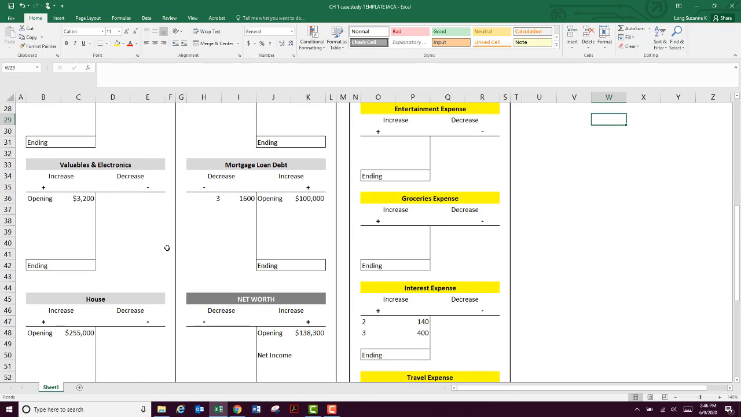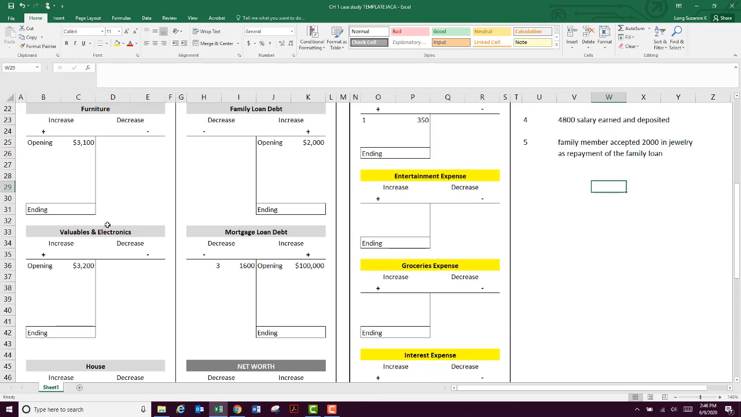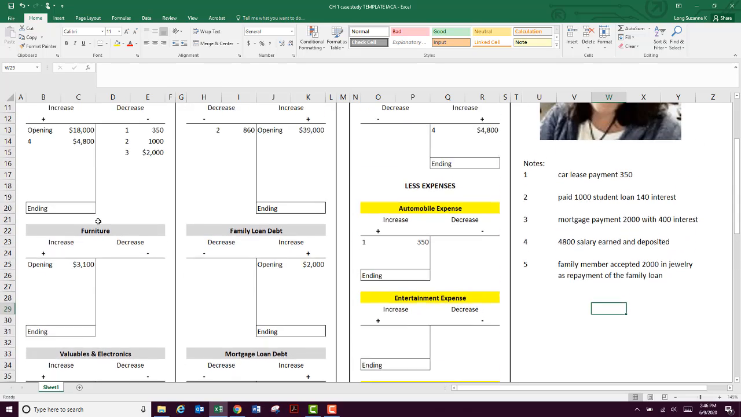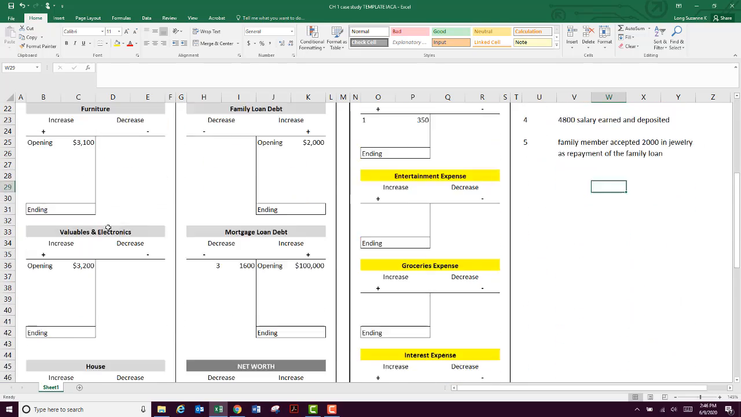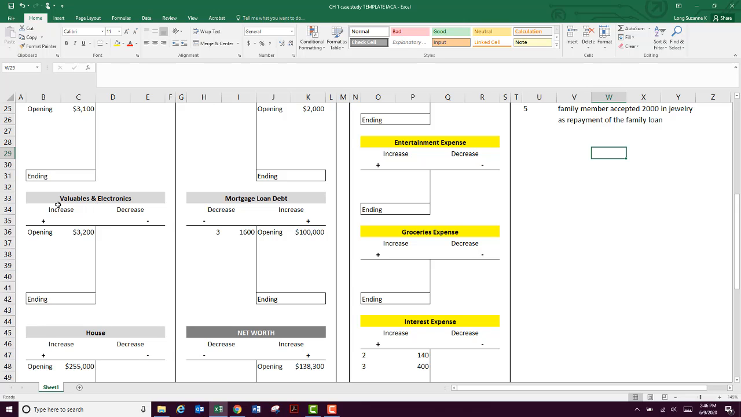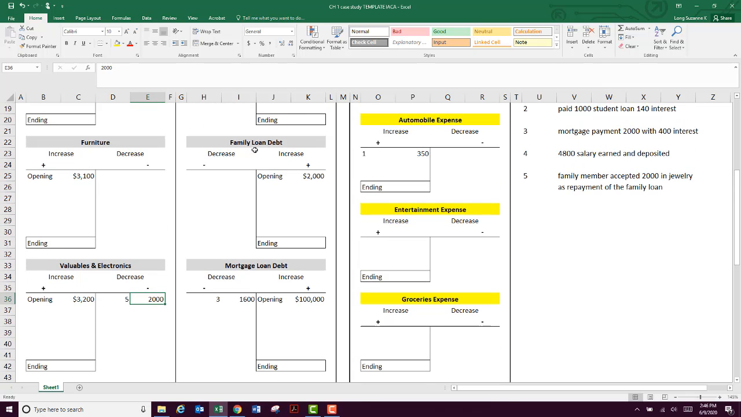And over here we've got house. We got valuables. That sounds like jewelry. Furniture, no, that's not jewelry. Cash, no, that's the bank account stuff. So we want valuables. Valuables is going down. 2,000. We're taking $2,000 worth of jewelry and giving it to this family member in exchange for the debt.